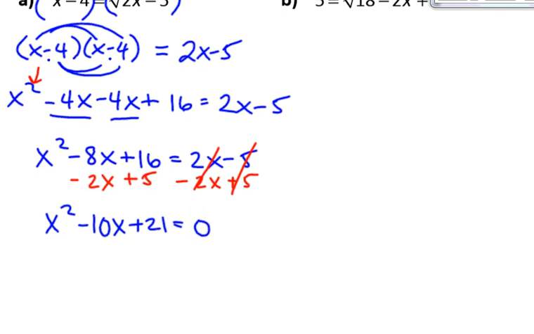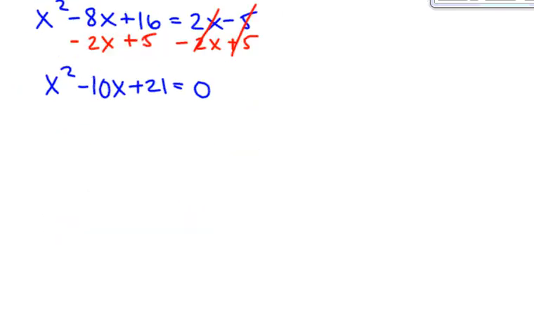The first thing I would try is to see if it factors. So to see if it factors, I have a times c is 1 times 21, so that's 21. And I want to add or subtract to make negative 10. Now, since it's negative 10, and it's multiplying to get positive 21, that means both my answers are going to be negative, and I think of negative 3 and negative 7.